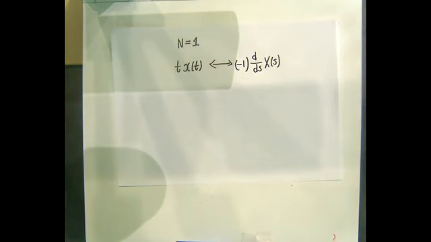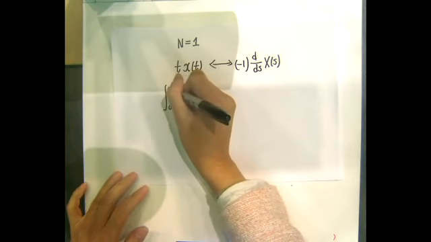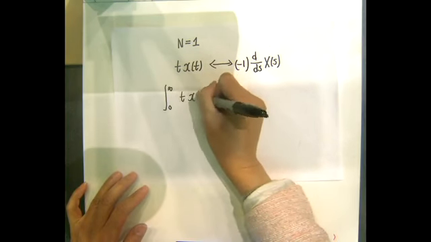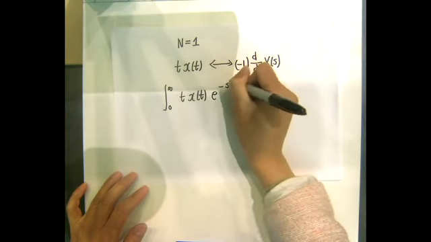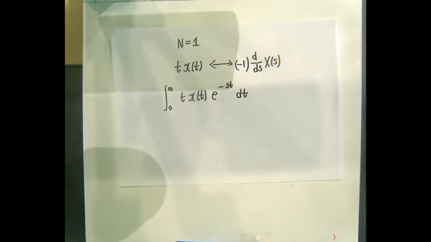Okay, so how should I prove it? I want to prove it: the integral from minus infinity to infinity of t x(t) e^(-st) dt. This is by its definition.